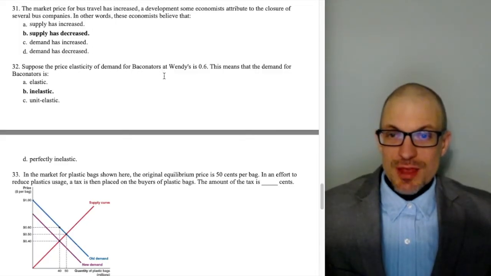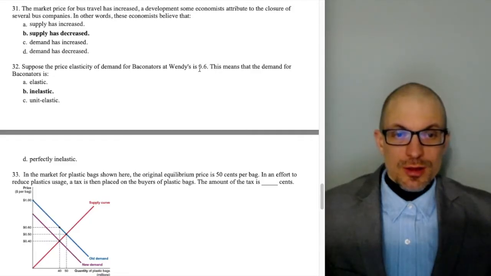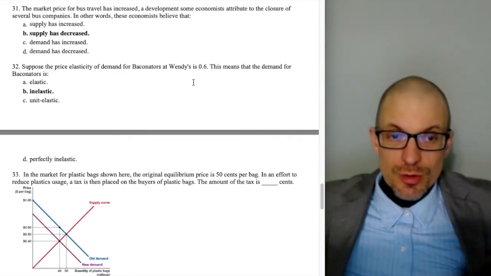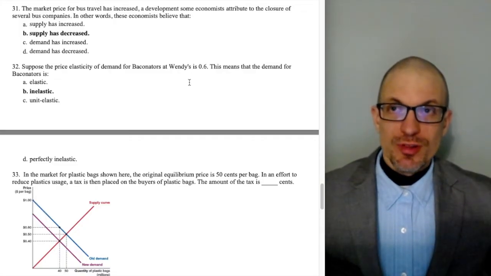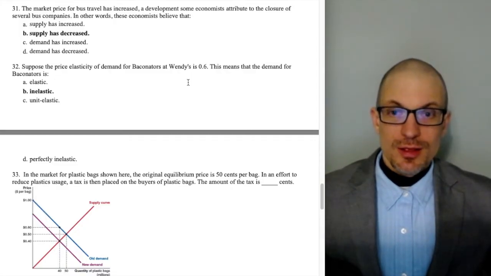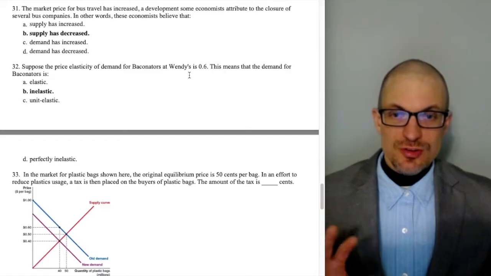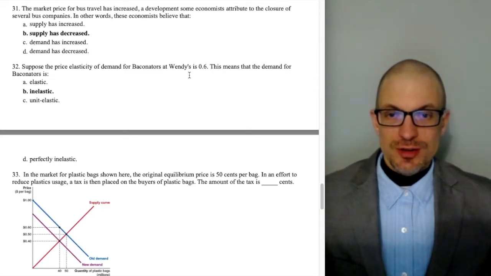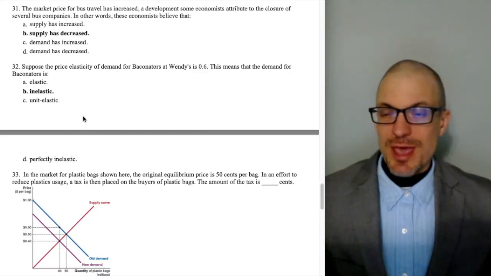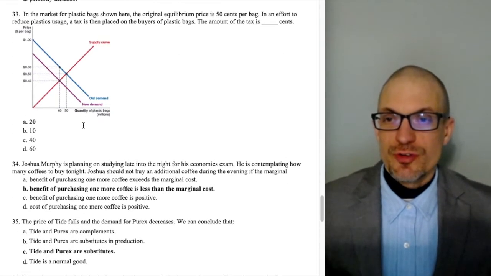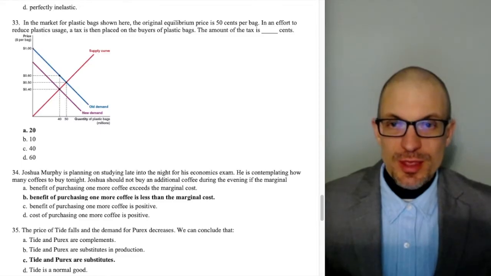Suppose the price elasticity of demand for Baconators is 0.6. This means the demand is inelastic because this is between 0 and 1, right, in absolute value. So remember, we're thinking about price elasticity, which is percentage change in quantity demanded divided by percentage change in price. It's a ratio. And to get a fraction that's going to be smaller than 1, we have a larger denominator than our numerator, which means we have a larger change in price and smaller change in quantity demanded. That's exactly inelastic demand.